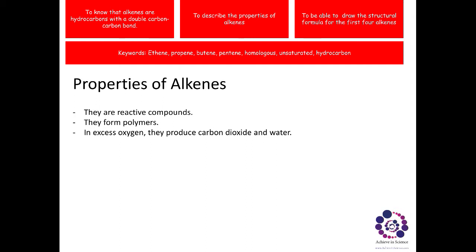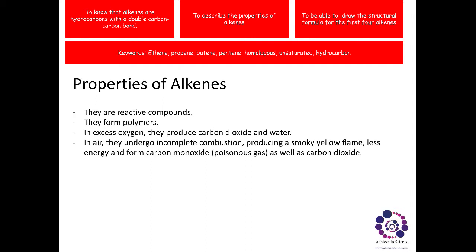So that makes sense. In air, though, they can undergo a process called incomplete combustion. This means that not all of the carbon joins with 2 oxygen atoms, and instead it produces carbon monoxide, where mono means 1. This produces a yellow smoky flame, and produces less energy as well. So we can see that the alkene here reacts with oxygen, produces carbon dioxide, water, and this carbon monoxide, which is a poisonous gas.